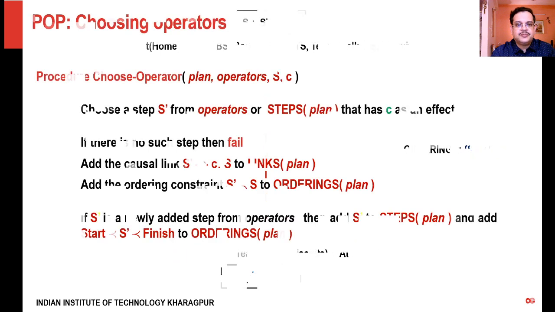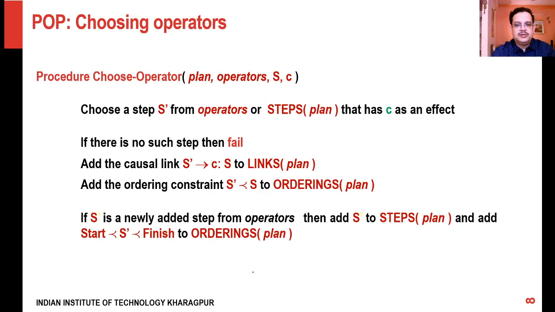Now the next step is to choose an operator by which we can fulfill that sub goal. So how do we choose that operator? We choose a step S' from the operators or the steps of the plan that has C as an effect. So we choose an action which can give me the sub goal. Now if there is no such step, if I find that there is no action which can give me that sub goal, then we fail here, which means that we need to go back and try other things.